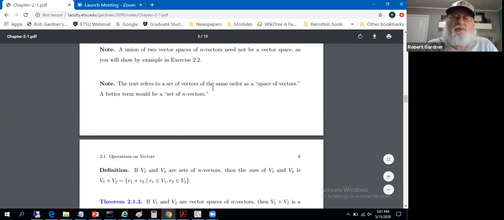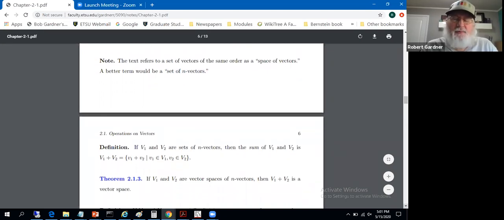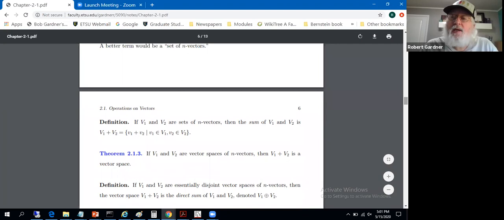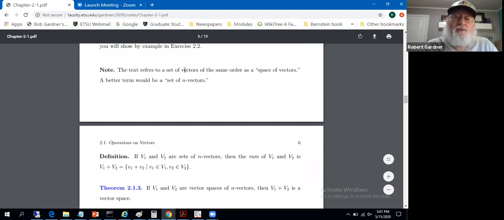The text refers to a set of vectors of the same order as a space of vectors. Yeah, I don't like that. That reminds me too much of vector space, and all I've got is a set of vectors. I'm going to call a set of vectors a set of vectors, a set of n vectors for us, and avoid this space verbiage. That's not a good term. It reminds me too much of vector space, which implies closure under linear combinations, and we need not have that in just a set of vectors. That's what you're showing in that exercise.